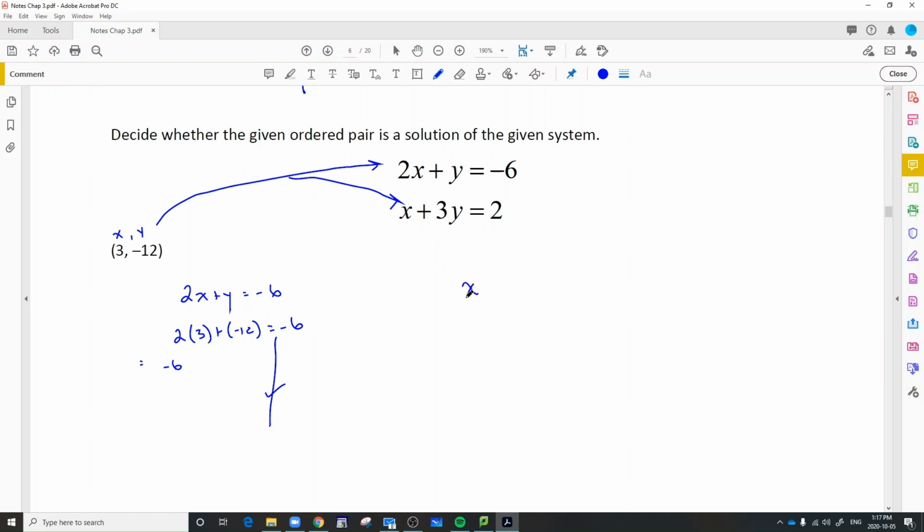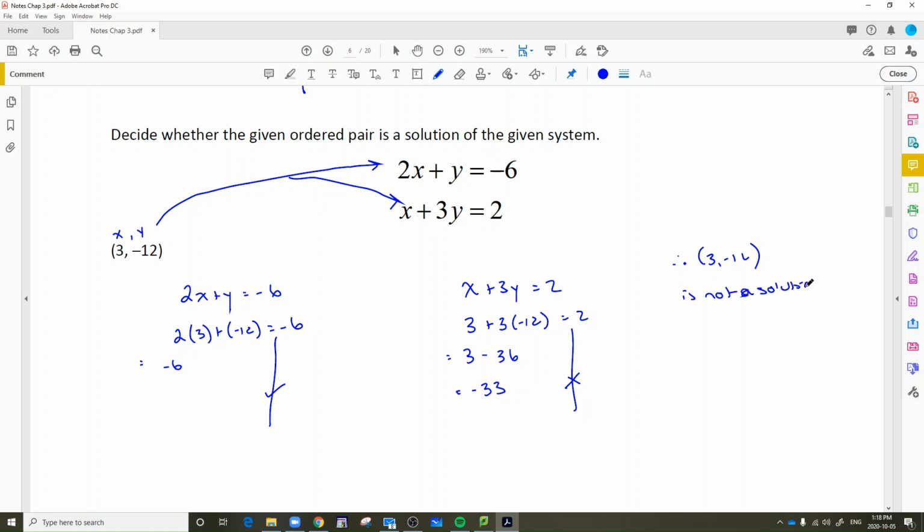So then we try it in the other one. If I plug in x is 3 and y is -12, does that equal 2? So I get 3 minus 36, which is -33. So it does not satisfy the second line, and therefore (3, -12) is not a solution. All right.